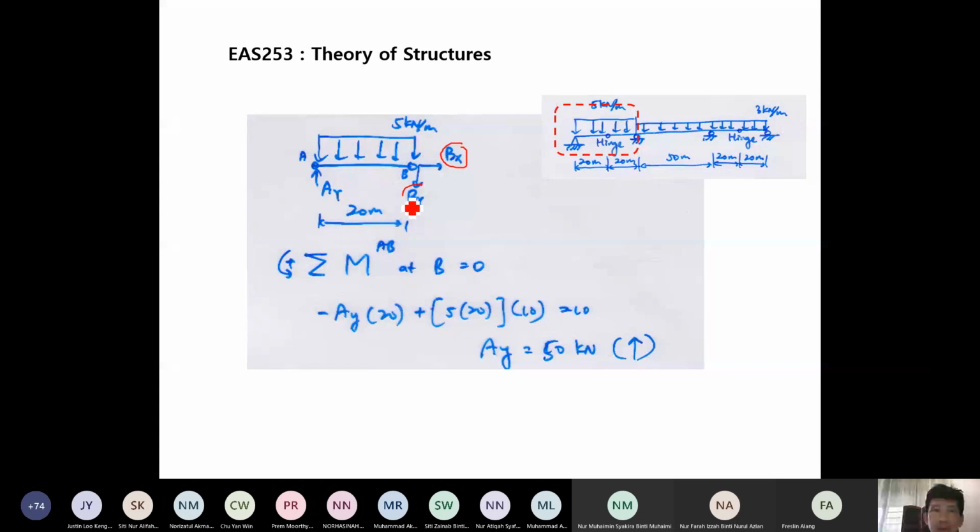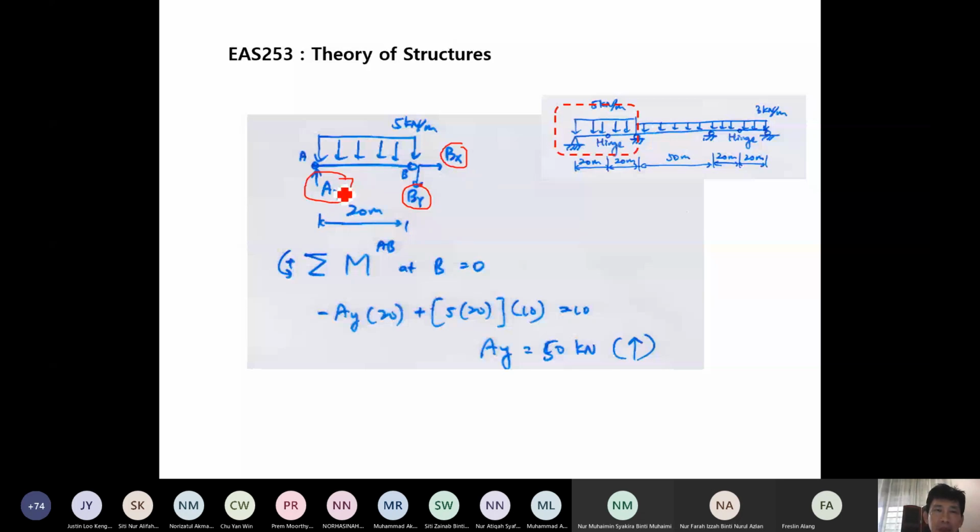But what we want to calculate is AY. So we find an equilibrium equation that we can get AY. We are not interested to find BY and BX. It's not asked. We want to find AY. So in order to find AY, we take moment equilibrium, considering this free body diagram where we already cut at the hinge, and make them equal to 0.